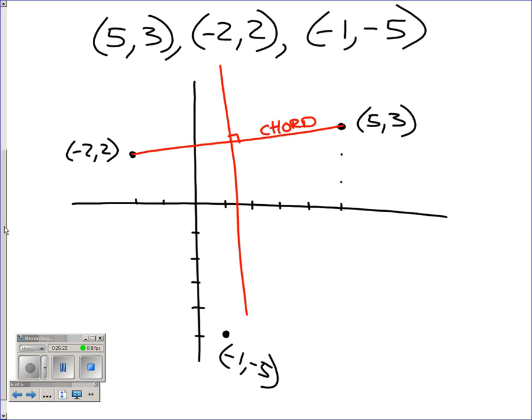Yeah, 1, negative 5 down here. I put a negative. It's supposed to be positive. Oh, so I've got to be over here. Let me get it in the right spot. This is where it's supposed to be.